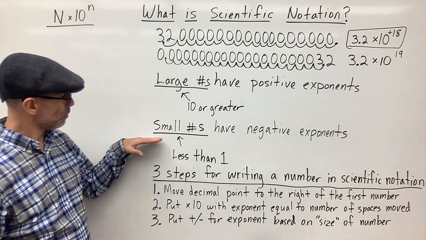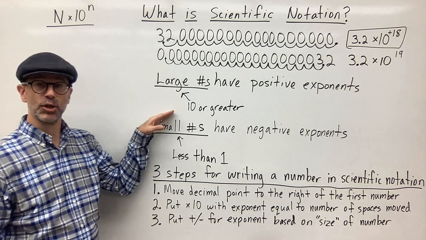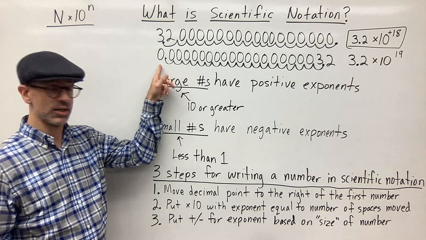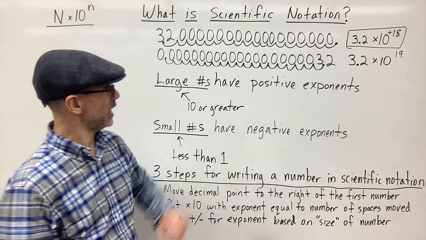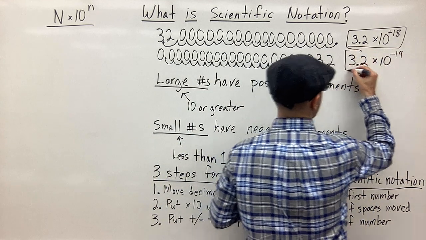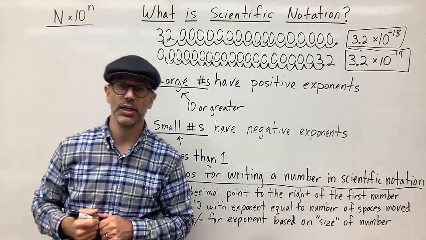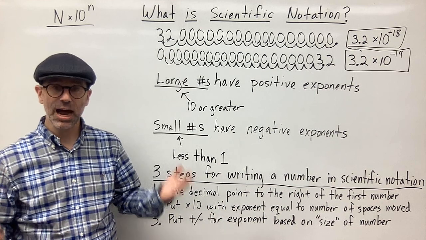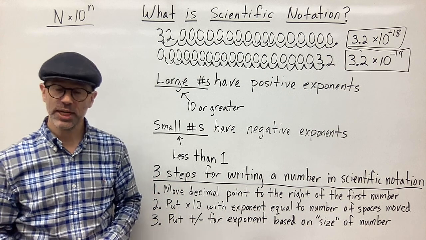So again, small numbers, less than 1. Large numbers, 10 or greater. This number is definitely less than 1. So that means my exponent is going to be negative. So I put a negative sign. And now I have this number written in scientific notation, that format. And that, ladies and gentlemen, is how you convert normal standard numbers into scientific notation.